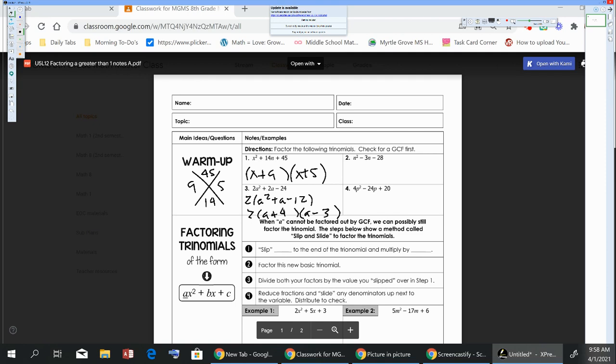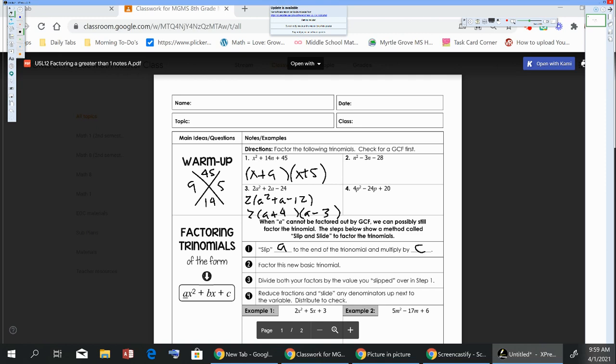So the general steps are this. We're going to slip the a to the end of the trinomial and multiply it by c. We're going to do a lot of slipping that a back and forth. Okay, then we're going to factor like normal, all right? And then we're going to have to divide both of our factors by that a. So if we slip the a by multiplying it by c, at the end we're going to have to divide so we balance everything out.